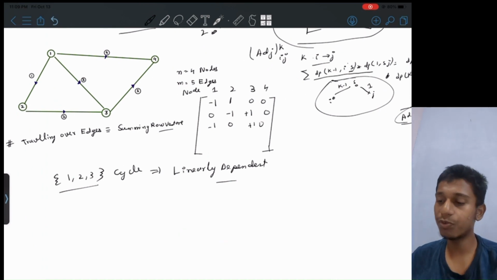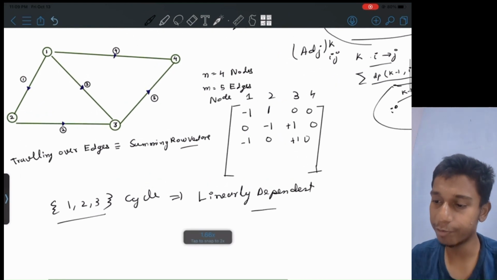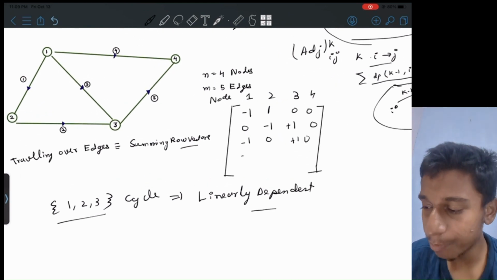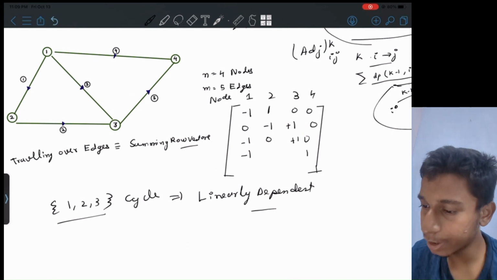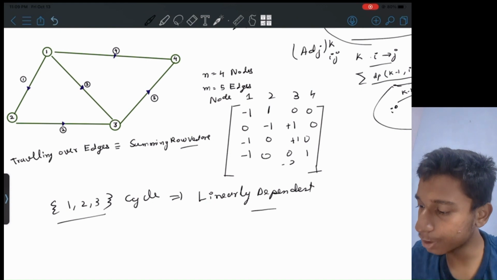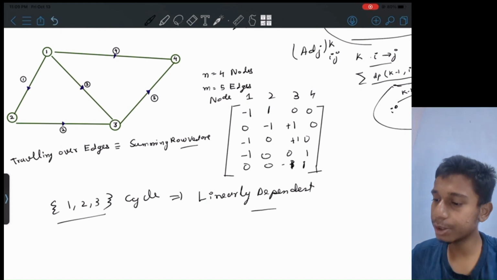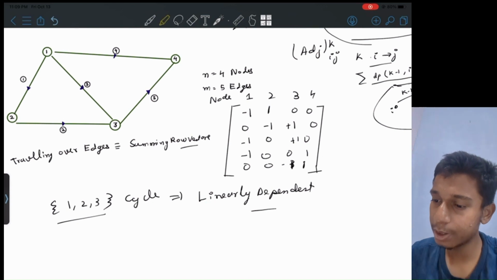Let's move further to the two other edges, which are edge 4 and edge 5. Edge 4 is from the first vertex to the fourth vertex, and similarly edge 5 is from the third vertex to the fourth vertex. This creates our entire incidence matrix.